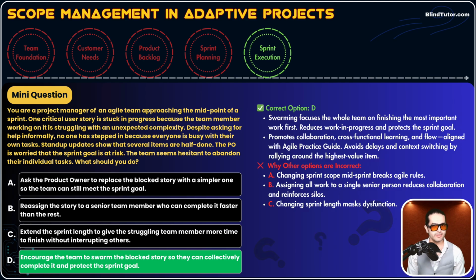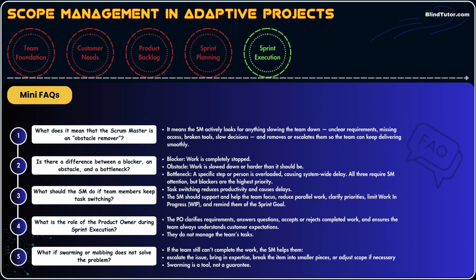Please feel free to read the description. Now, I want you to go through the mini FAQs. I have added some extra points about scope management in adaptive projects for the sprint execution part. Please go review the questions and answers, and I'll see you in the mini summary. Let's get it done.